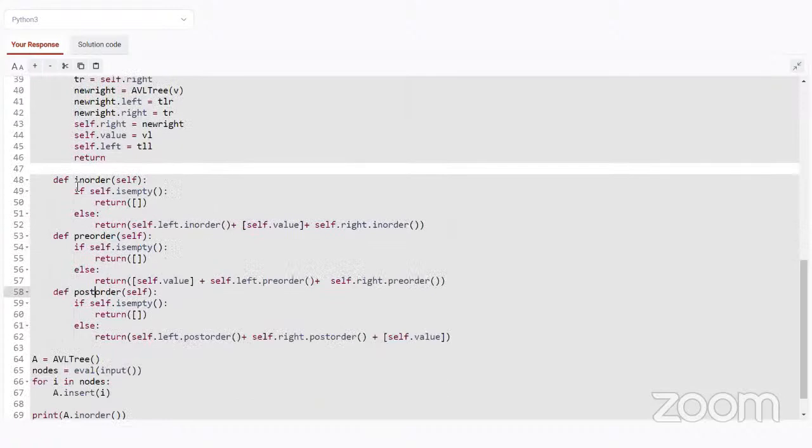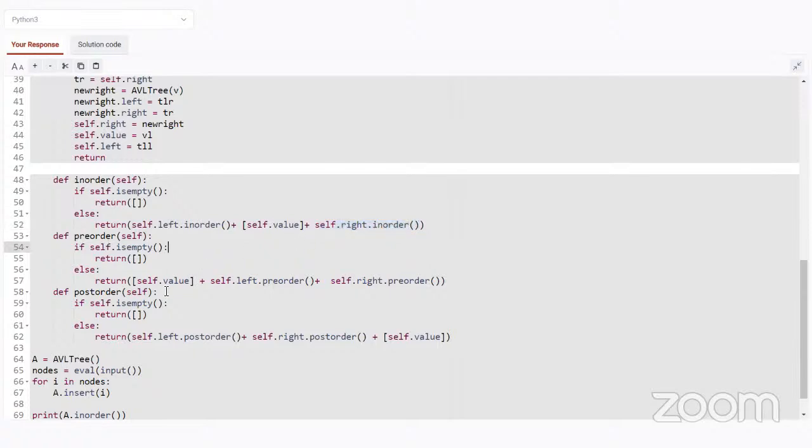In the in-order traversal, you can see that we are first performing the left recursive call. Then, as the second part, we are reading a value, and then the right recursive call. That means in between we are reading a node value. Before that, we call the in-order algorithm on the left part, and after that, we call in-order traversal on the right part. So this is in-order traversal.